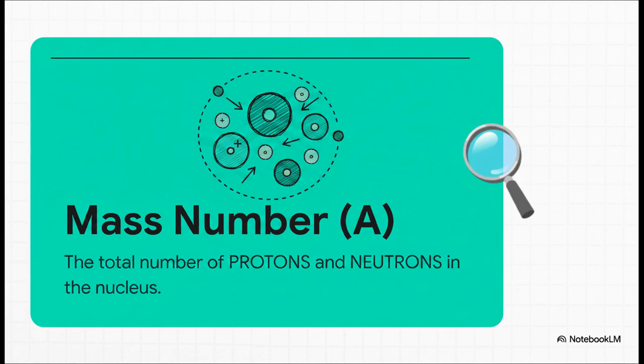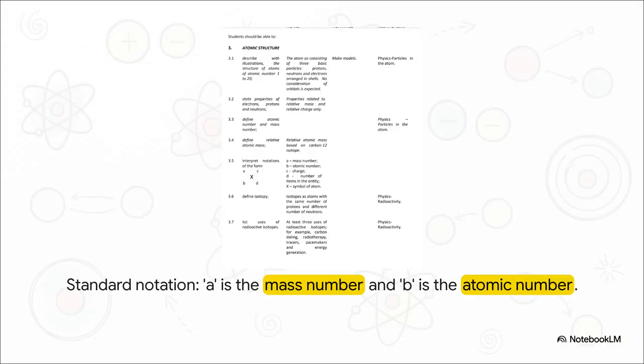Okay, next up is the mass number, and it's pretty much what it sounds like. It tells us the mass of the atom's nucleus, where all the heavy particles are. To figure it out, you just add up the protons and the neutrons. Simple as that. So how do chemists write all this down without writing a whole paragraph? They use this shorthand. Let's just use X to represent the symbol for any element. You'll always see 2 numbers with it.